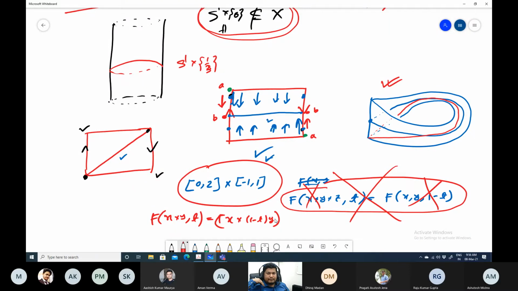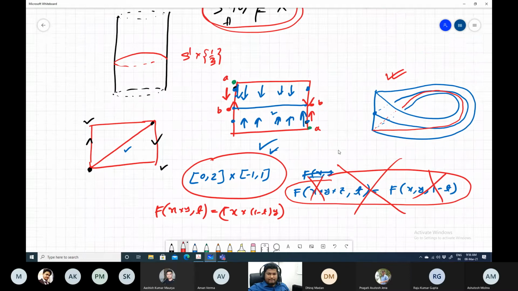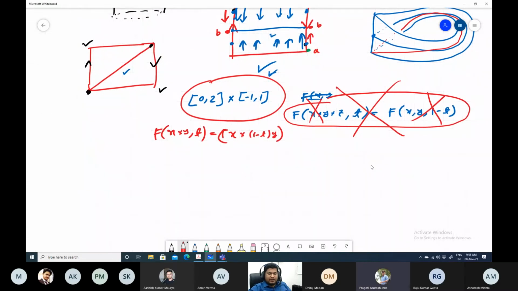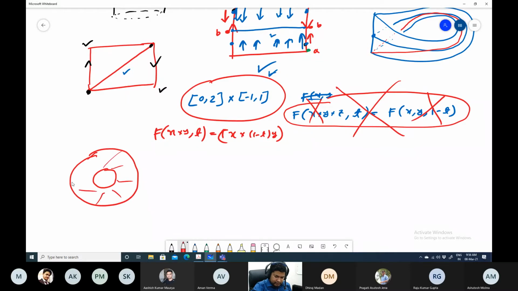Okay, fine. Now suppose you have this annulus. Annulus means this one. And you have that cylinder. Do you know that the annulus and this cylinder both are actually homeomorphic? Can you see that?